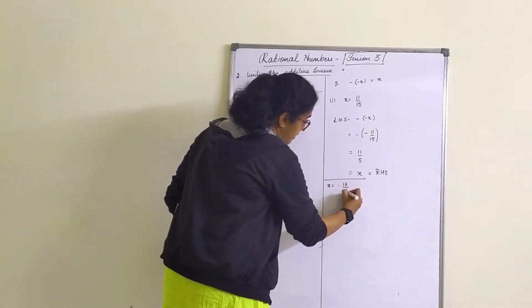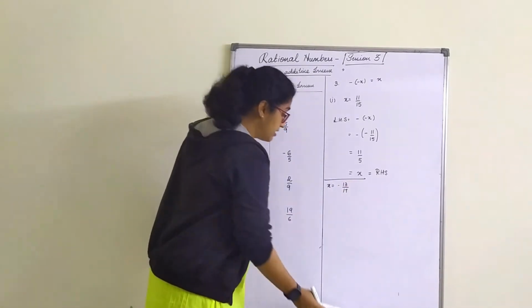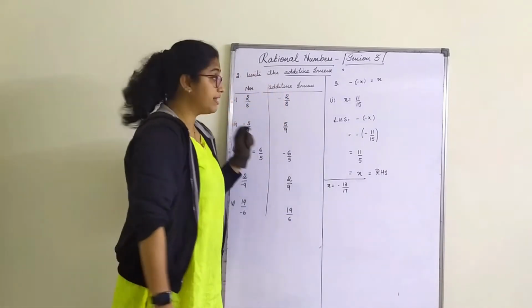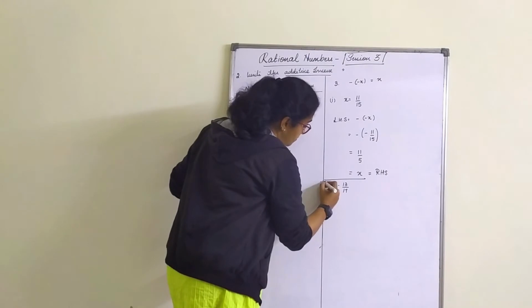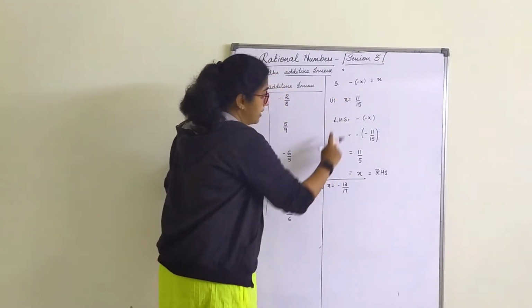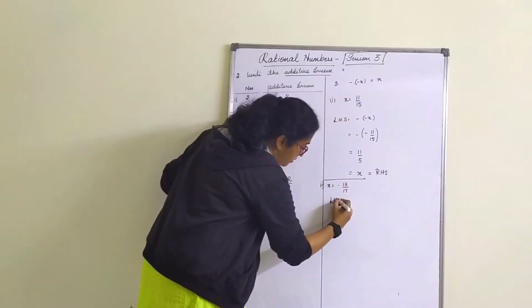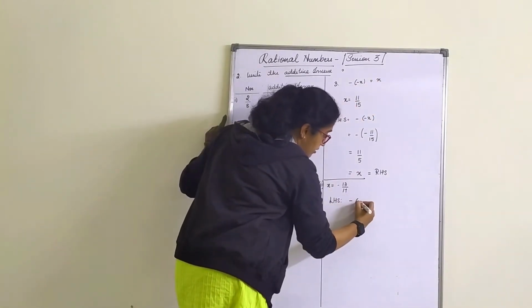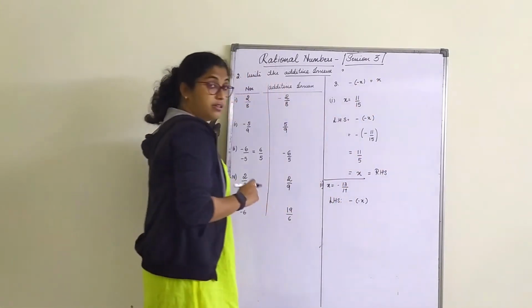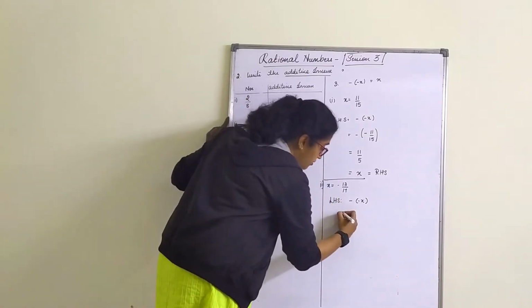13 upon 17. Now here the question itself they have given in minus. So let's be very careful in solving. So this is the second part and this is the first part. LHS. What is LHS now? That is the question. Minus of minus x is the question. Let's go with the question.